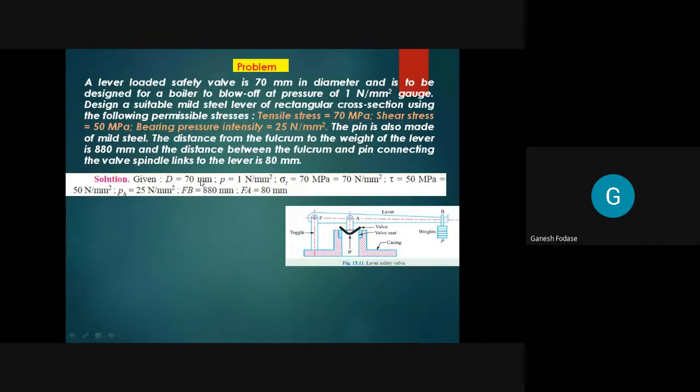D is 70 mm, capital D. P is 1 Newton per mm square, the pressure. Sigma T is the tensile stress, 70 MPa, that is 70 Newton per mm square. Shear stress is 50 MPa. And bearing pressure, that is P suffix B, is 25 Newton per mm square. While FB and FA are given to you. So this is your given data. Complete this. I hope there is no doubt in this given data as we discussed till now.